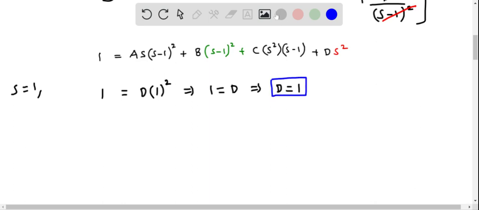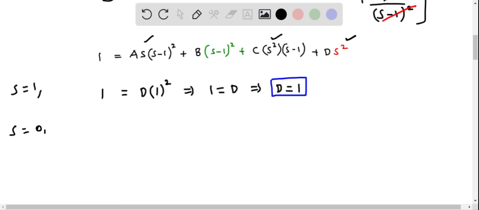Now let me put s equal to 0 onto both sides. And when we put s equals 0 on both sides, we see that this term will get cancelled because we have s term, and this term will also get cancelled because we have s squared term, and this term will also get cancelled because we have s squared term.